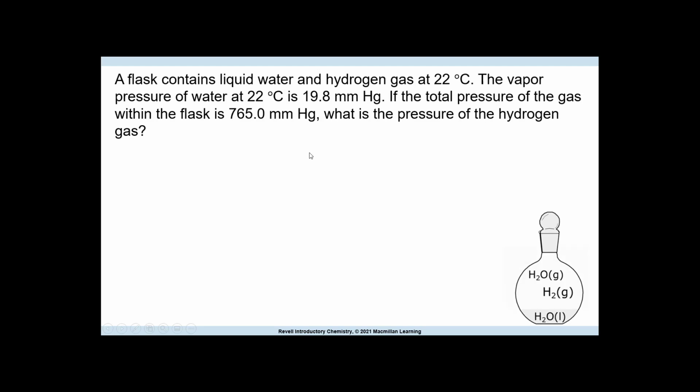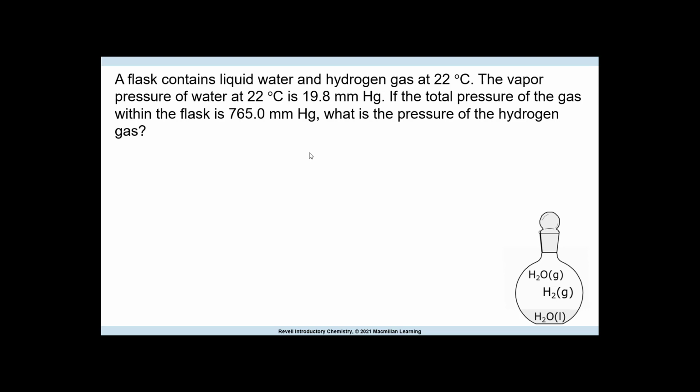A flask contains liquid water and hydrogen gas at 22 degrees Celsius. The vapor pressure of water at 22 degrees Celsius is 19.8 millimeters mercury. If the total pressure of the gas within the flask is 765.0 millimeters mercury, what is the pressure of the hydrogen gas? So this is a partial pressure problem, but let me explain what's happening here.